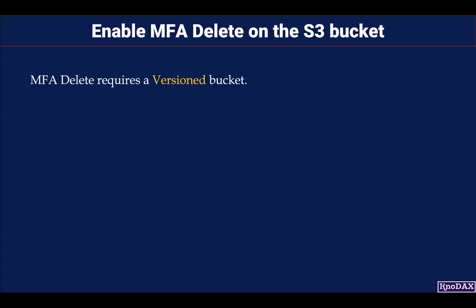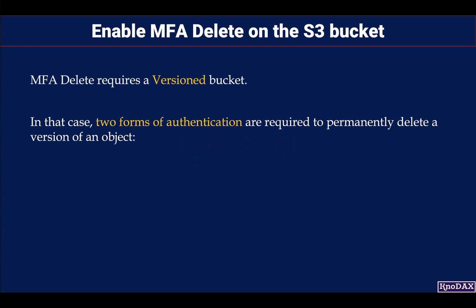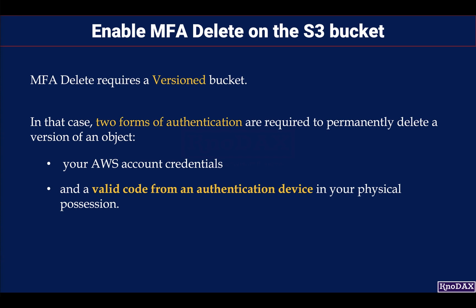With the MFA Delete option enabled, two forms of authentication are required to permanently delete a version of an object: your AWS account credentials and a valid code from an authentication device in your physical possession. Let's look into different steps to enable the MFA Delete feature.